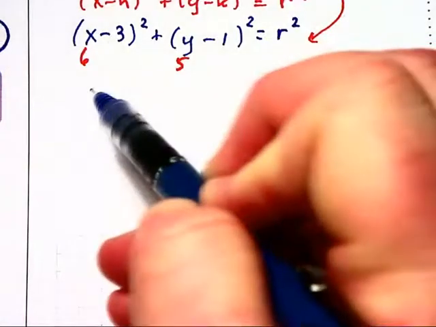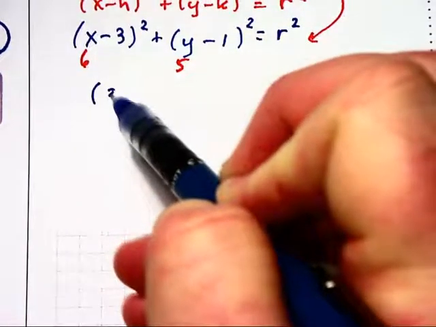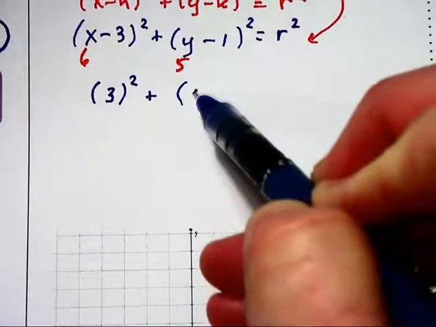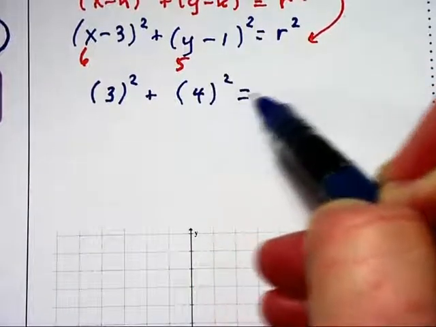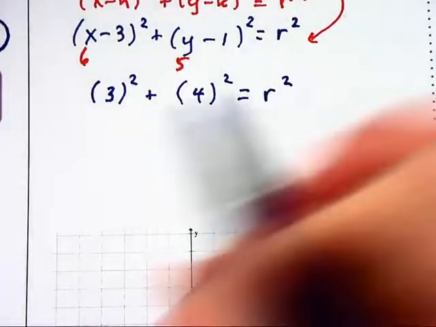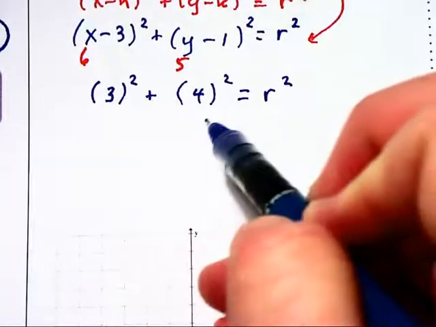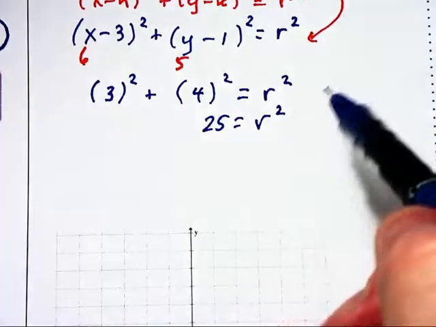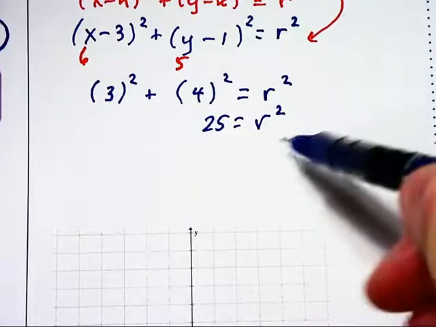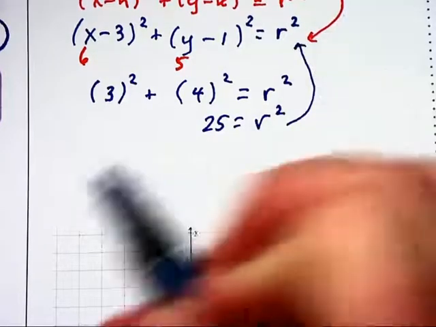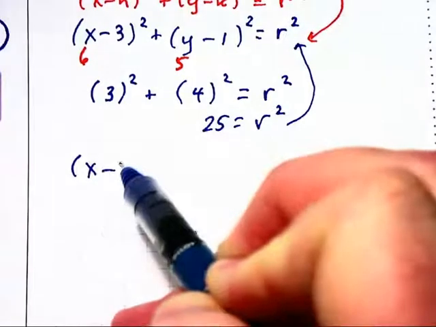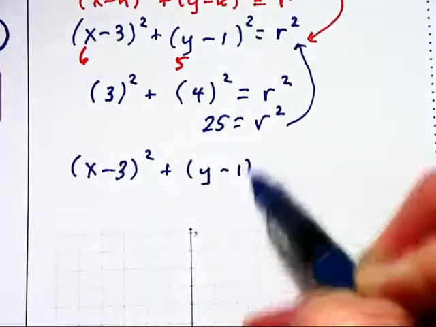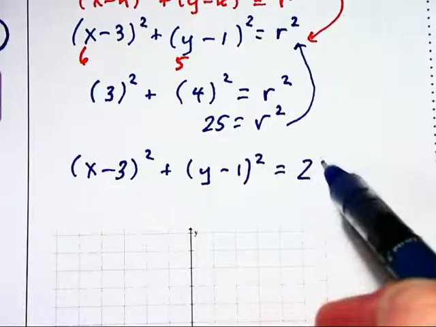In the first parentheses, 6 minus 3 is 3, so we're going to have 3 squared. Then we're going to have 5 minus 1, that's 4 squared, equals r squared. Well, 9 plus 16 is 25. 25 is equal to r squared. And that basically gives us the equation because we needed r squared there. Our equation of the circle is (x − 3)² + (y − 1)² = 25.